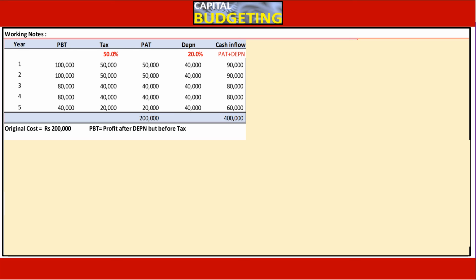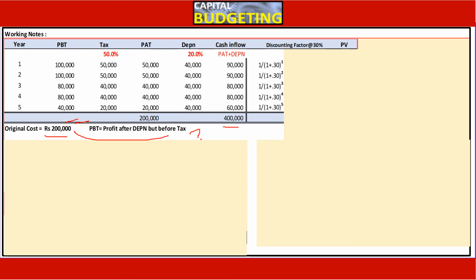Using the same illustration, our investment is 2 lakhs. Our future value is 4 lakhs. What we are looking for is the rate which values our cash flow equal to 2 lakhs. As an example, we will start with 30%, 90,000 at the discount of 30%. When we find out the discount factor, 1 divided by 1 plus 30 to the power of 1, 1.30, 1.30 to the power of 2, 1.30 to the power of 4.